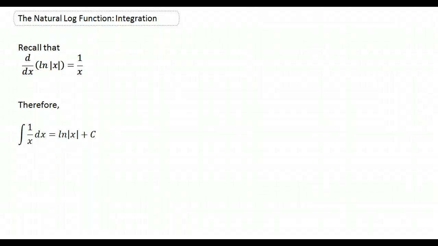Well, if you saw my screencast on differentiating the natural log function, you learned that the derivative of the natural log of x is just 1 over x. So reversing that, that means that the integral of 1 over x dx is the natural log of the absolute value of x plus c. The reason we have to have an absolute value in there is because we can only take logs of positive terms. So people often ask, well, why can't we just use the power rule?